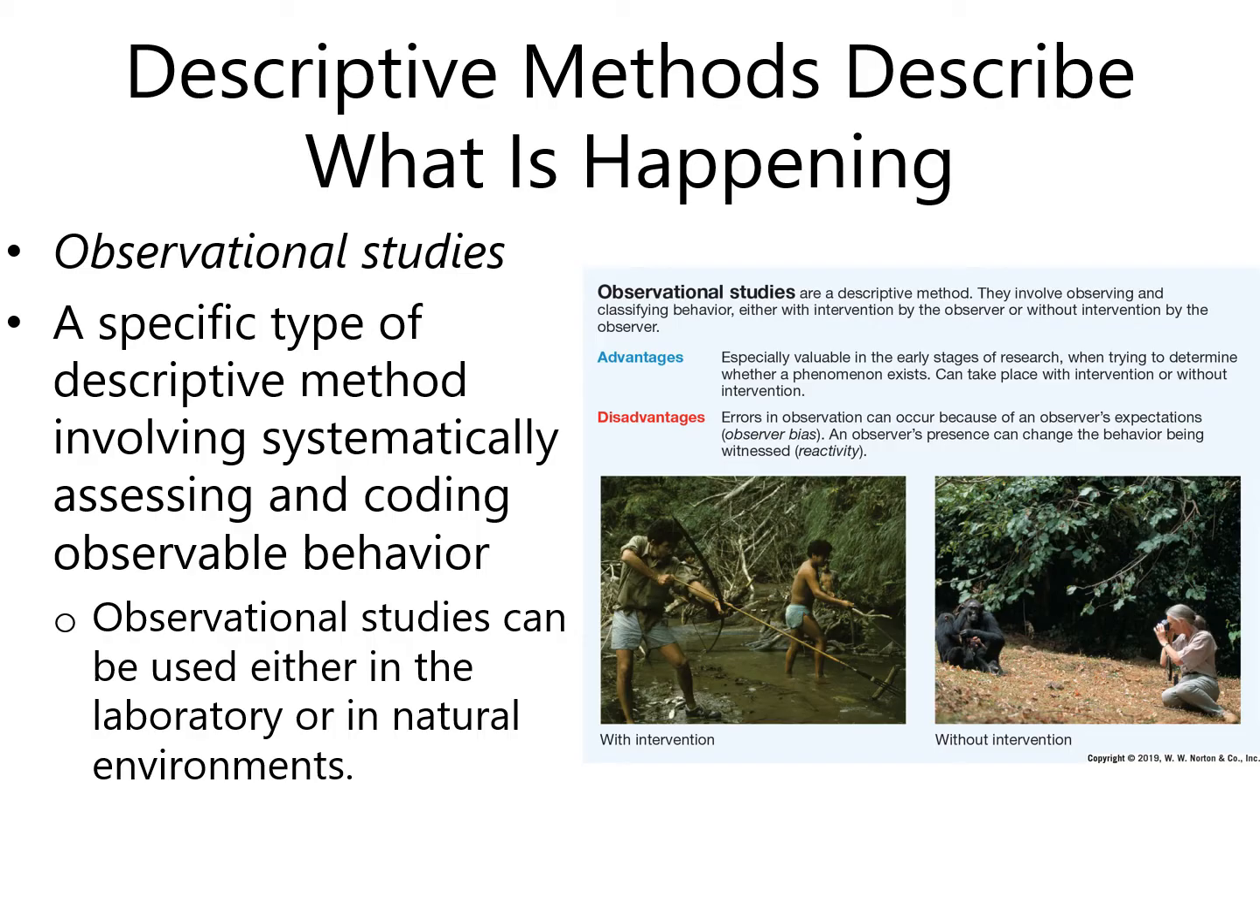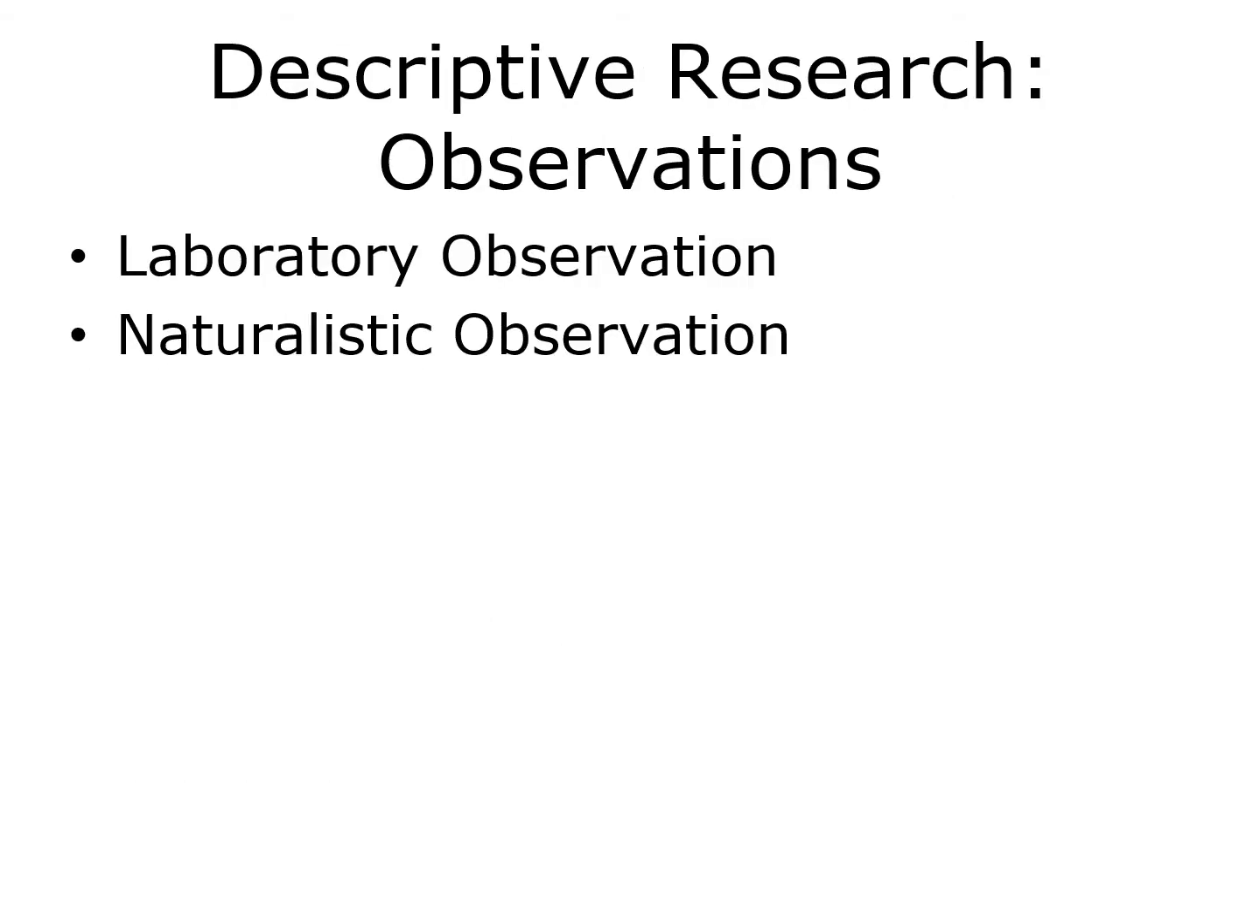These observational studies are a specific type of descriptive method involving systematically assessing and coding observable behavior. There are both advantages and disadvantages of this, depending on what you're studying. We look at laboratory observations as well as natural observations. A laboratory observation is where you actually have people come into a psychological laboratory. They know that they're being studied.